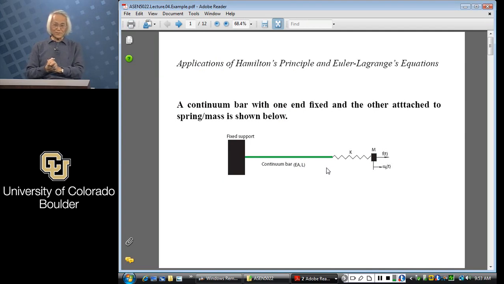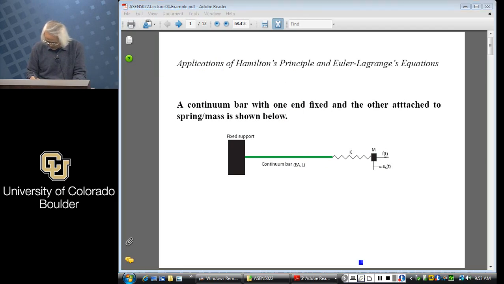And continuum, if you took a mechanics course, what was it? MCEN what? 5022020? 23. 23? Yeah. Okay. So we are one step down, 5022.